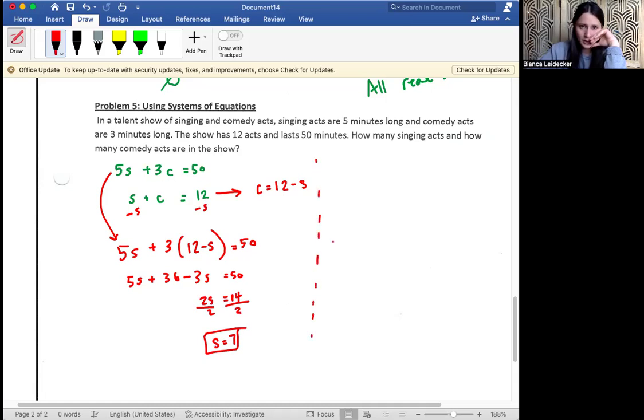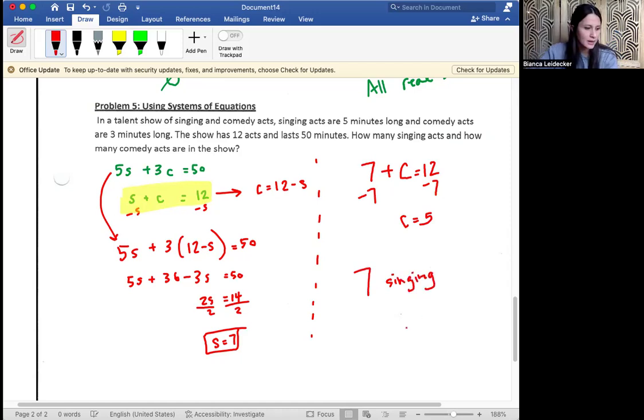And then I'm going to replace S with 7. And I'm going to use this one here because it's just less going on. And bring that over. 7 plus C equals 12. Subtract 7 on both sides. C equals 5. So in other words, I have 7 singing acts and 5 comedy acts.